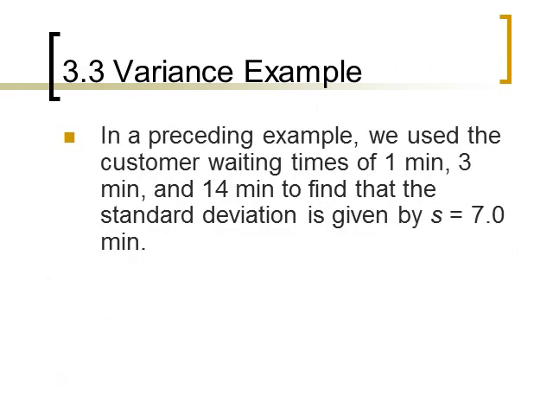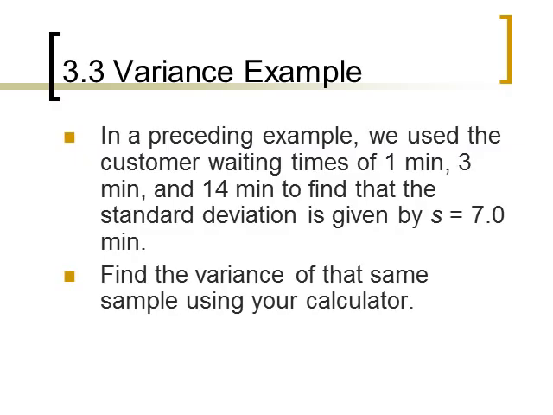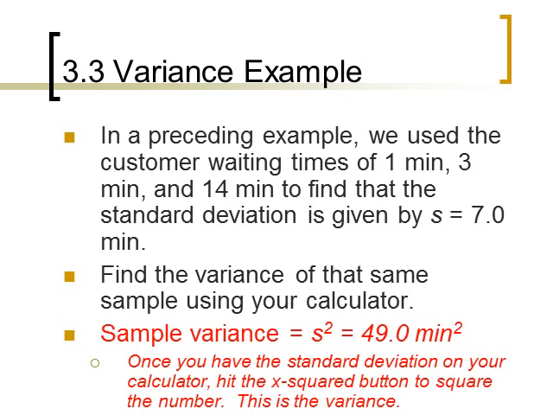In the preceding example, we used the customer waiting times of 1 minute, 3 minutes, and 14 minutes to find the standard deviation. And we got the answer from the calculator is 7 minutes. So what you'll be asked to do next is to find the variance of that sample using your calculator. And so we've already found that the standard deviation is 7, and variance is just squaring the standard deviation. So 7 squared is 49, and so the correct way to answer this is it's 49 minutes squared.